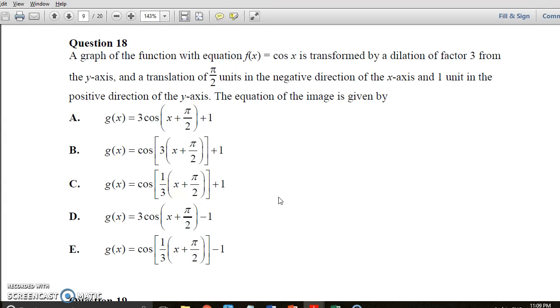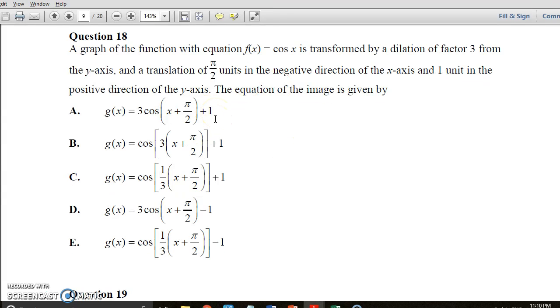We can graph it. We can look at dilating by 3 from the y-axis and the translation in the negative direction, but that's just how we end up with it there. Okay, question number 20.